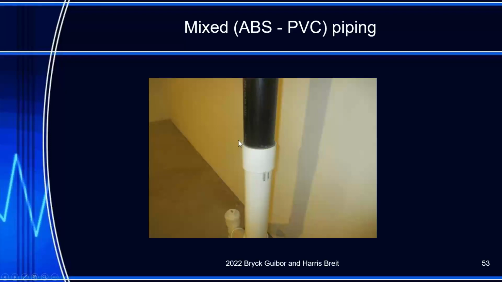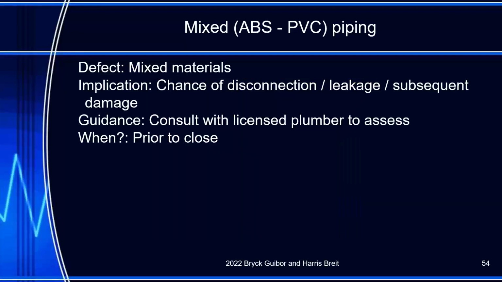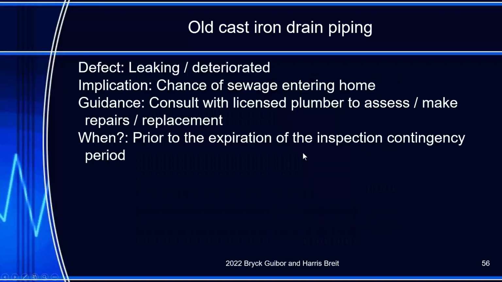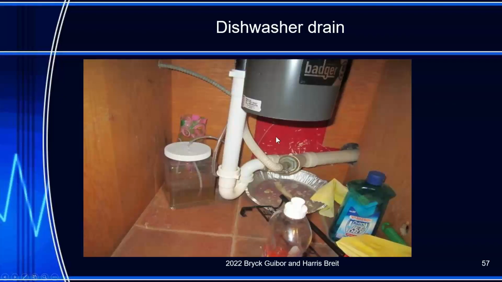Again, two different materials with no green. Your best bet on that is a mechanical fastener between that, a no-hub coupling, and you're done. Cast iron rusted out. There's your no-hub Mission band fitting. Some of you are going to go, I don't see any cast iron, so we'll move on.